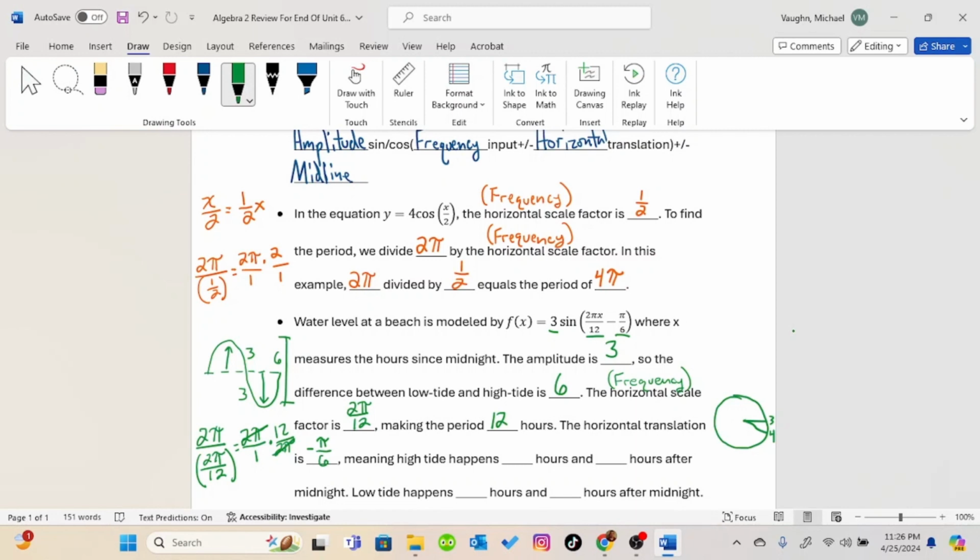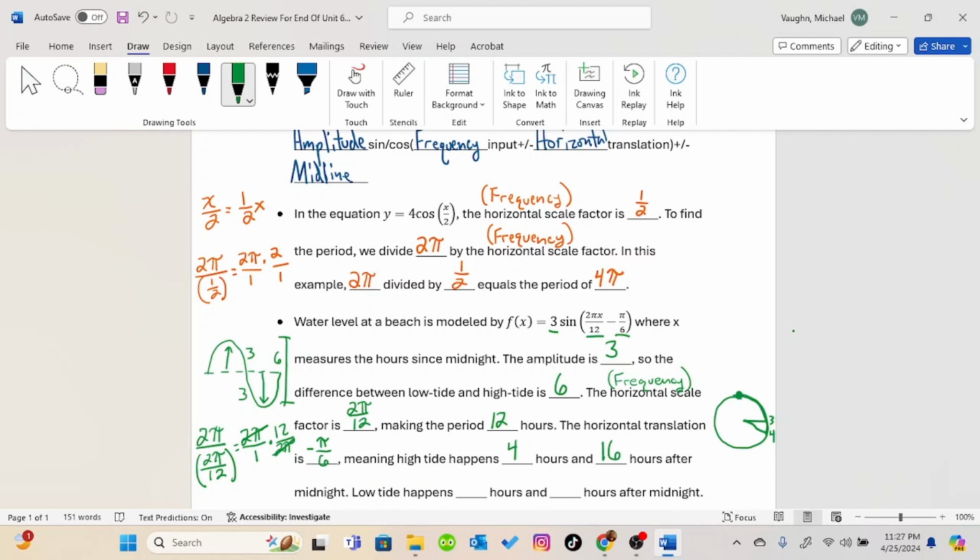So to go from here to the top, which would be high tide, this would take 4 hours. And if I went around again, I would add 12 hours to that, so that would happen again 16 hours after midnight.